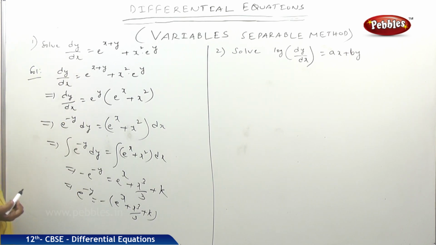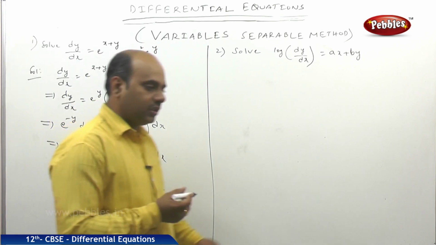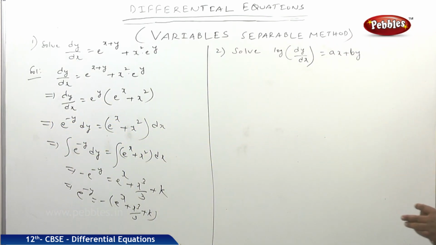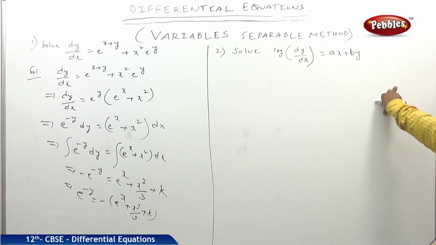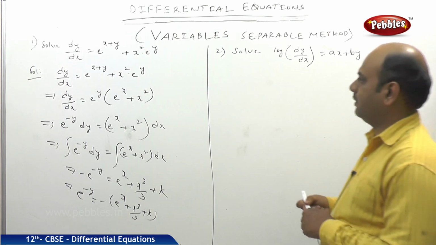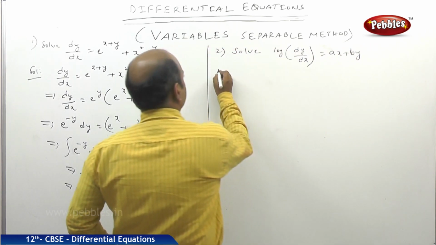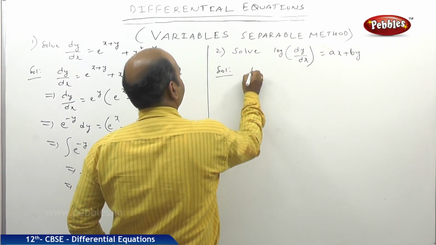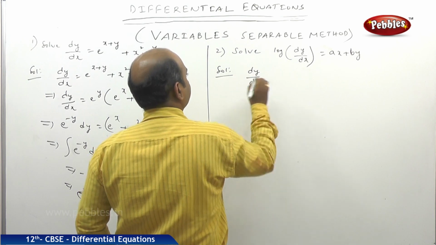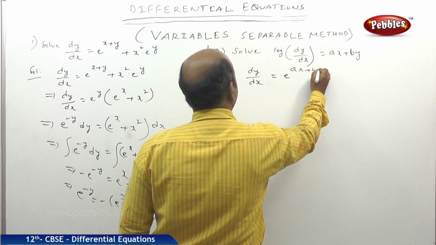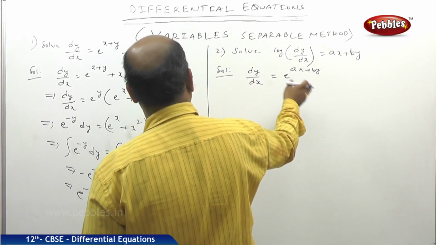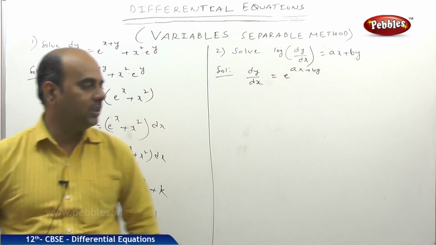I think you followed. Now I'll be going for another problem. Solve log dy by dx is equal to ax plus by. So what happens whenever this kind of problem comes? I can write it like this: dy by dx is equal to e power ax plus by, because if I apply log on both sides also, I'll be getting the same relation.